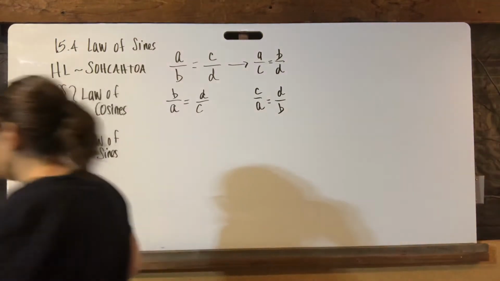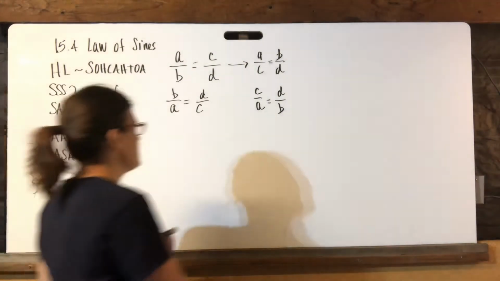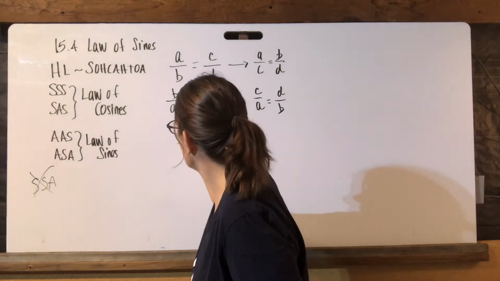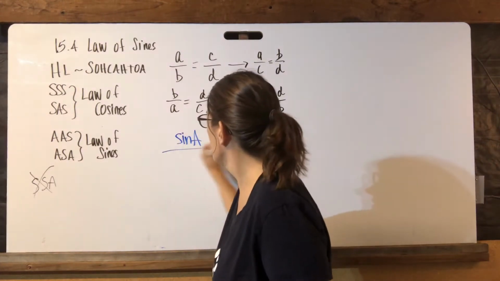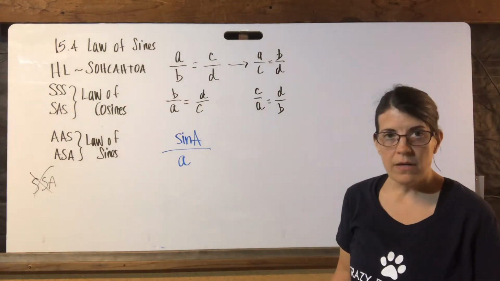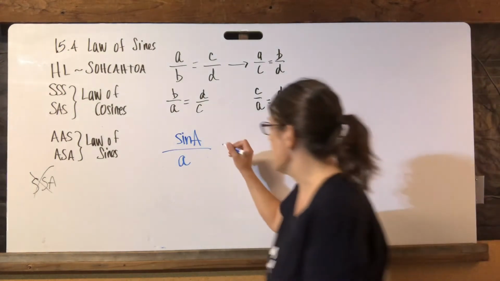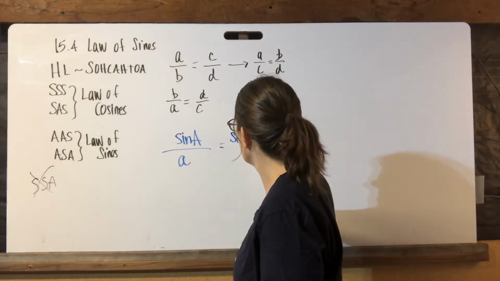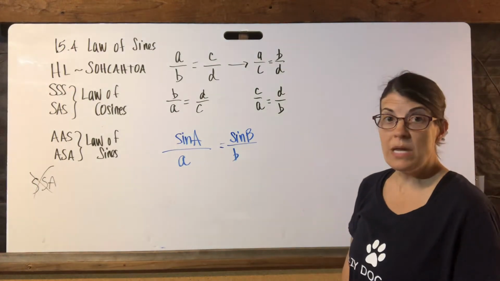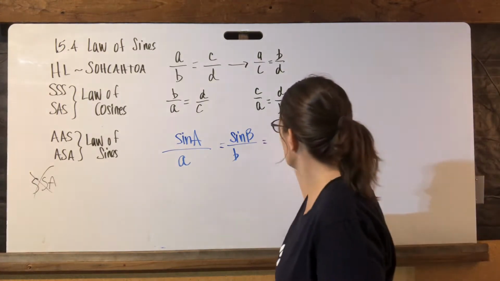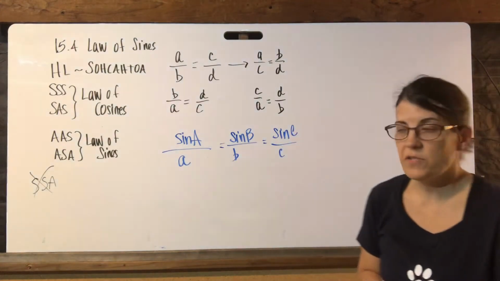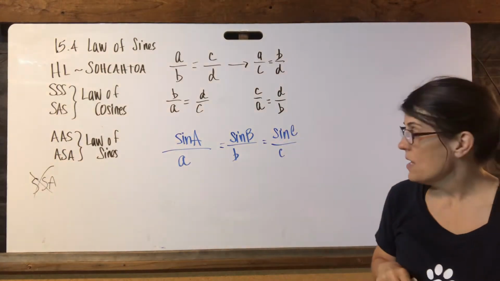Here we go. Law of sines. Law of sines says that the sine of angle A divided by the length of its side, which is A, is equal to the sine of angle B over B, which is equal to the sine of C over C. This is the law of sines.